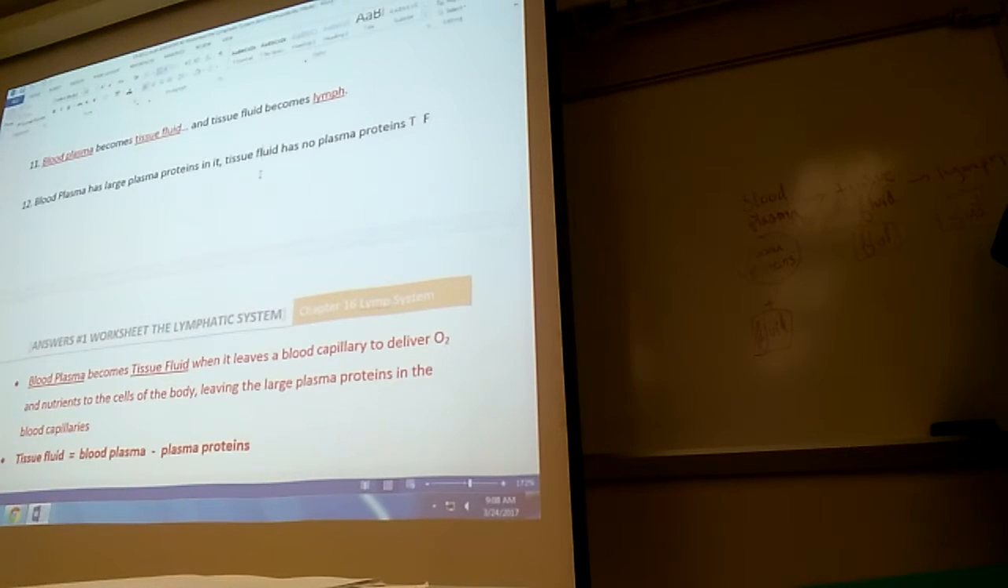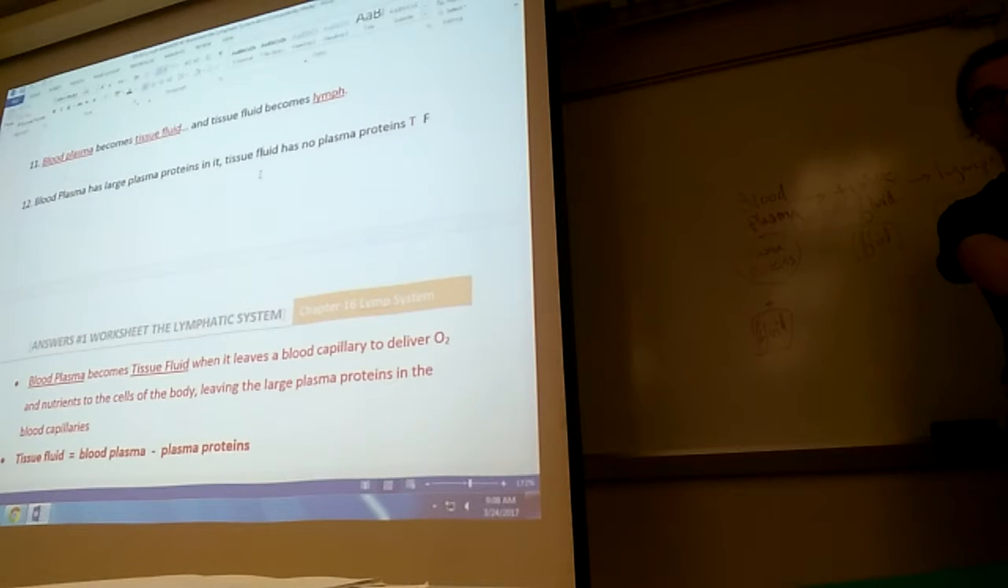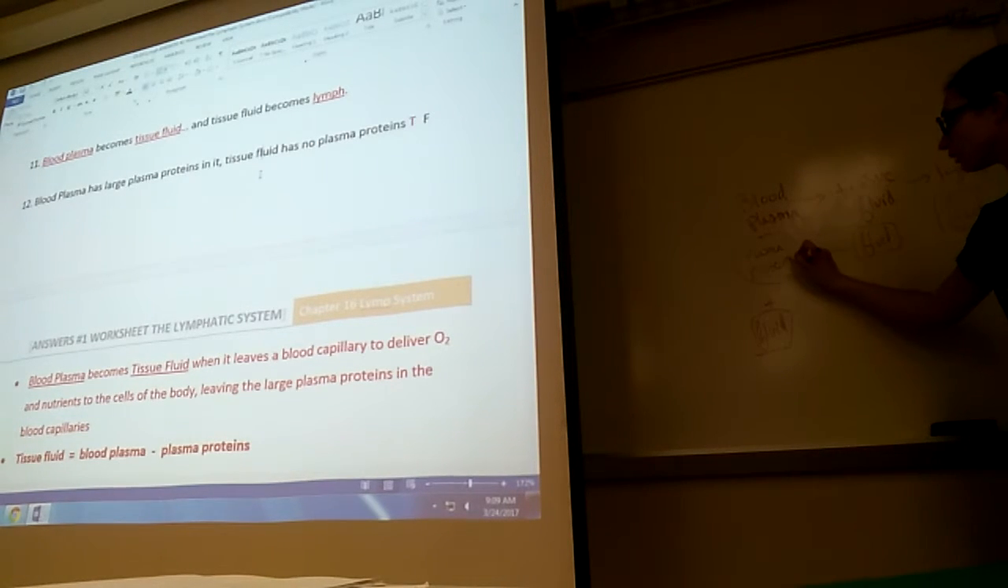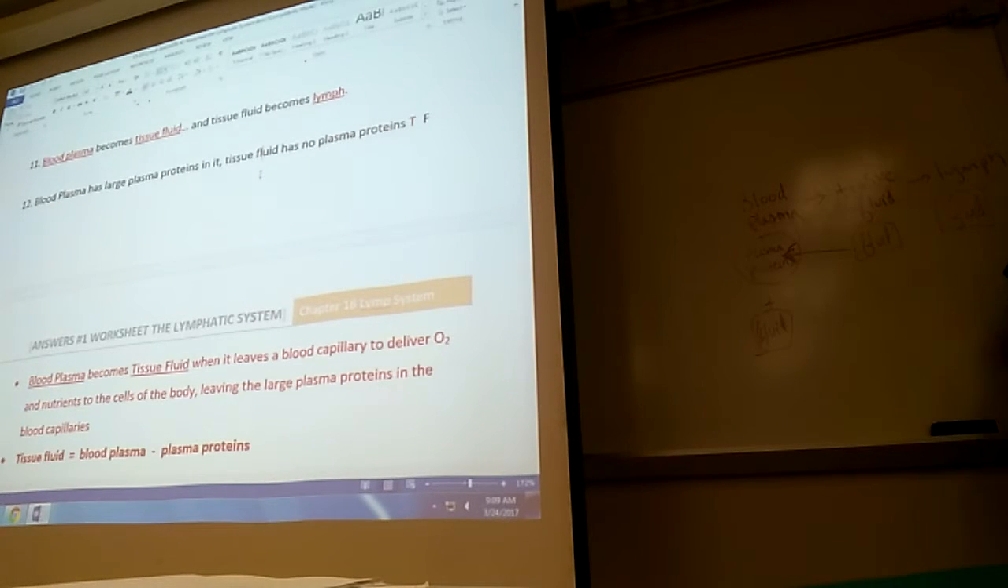And the way that we move the tissue fluid into the blood is those plasma proteins in the blood pulling the fluid into the blood. Does that make sense? So that's why plasma proteins actually pull the fluid. Because we want fluid in our blood. We need blood pressure. We don't want it in our tissues because that will cause edema. And it goes either way.